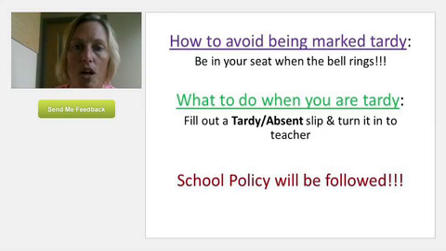How do you avoid being marked tardy? Well, be in your seat when the bell rings. What do you do when you're tardy? Go to the front of the room, fill out a tardy absence slip, and turn it in to your teacher. All school policies will be followed.